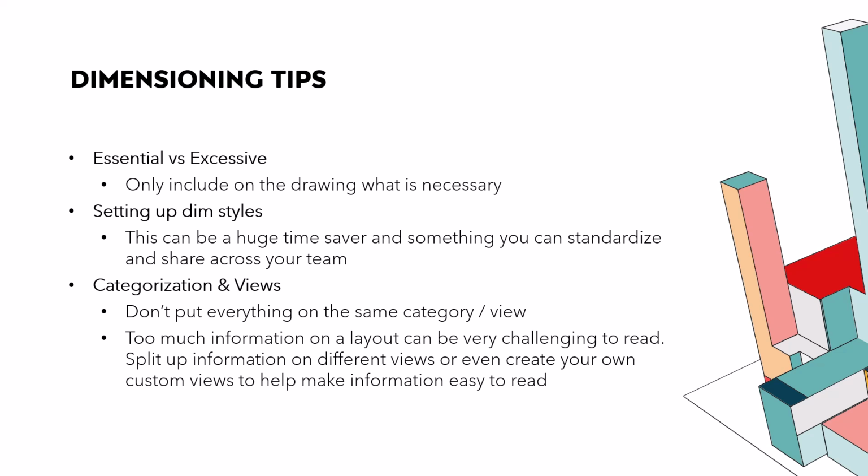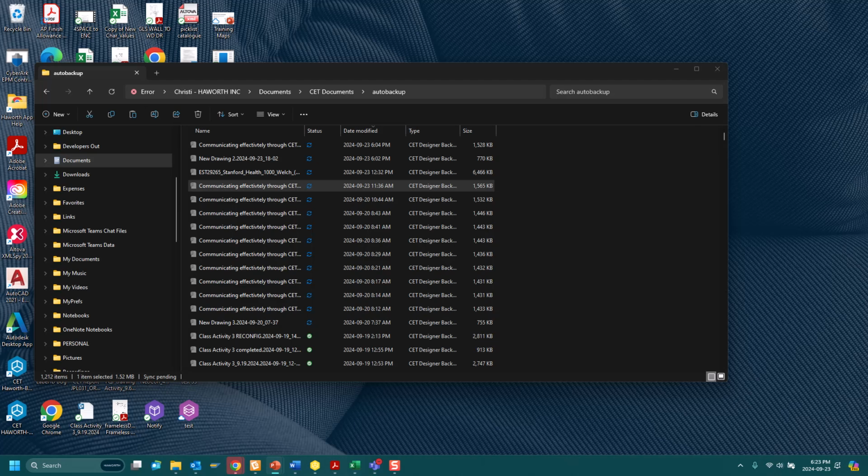Categorization of views. We showed how I have different views for different levels of information. Utilizing categorizations and views will help you distinguish and separate that information. If there's too much information on the layout, it can be challenging to read, and that's when you can split it up into a new view or a category and make it easier to read.